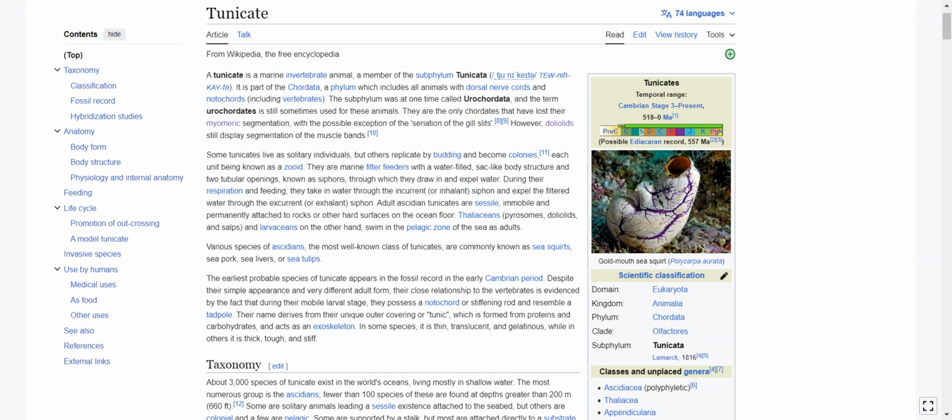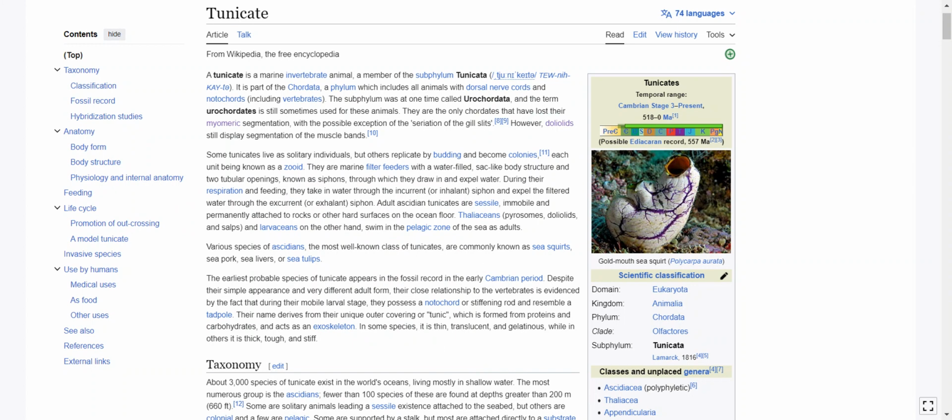Marine filter feeders with a water-filled sac-like body structure and two tubular openings known as siphons, through which they draw in and expel water. During their respiration and feeding, they take in water through the incurrent or inhalant siphon and expel the filtered water through the excurrent or exhalant siphon.